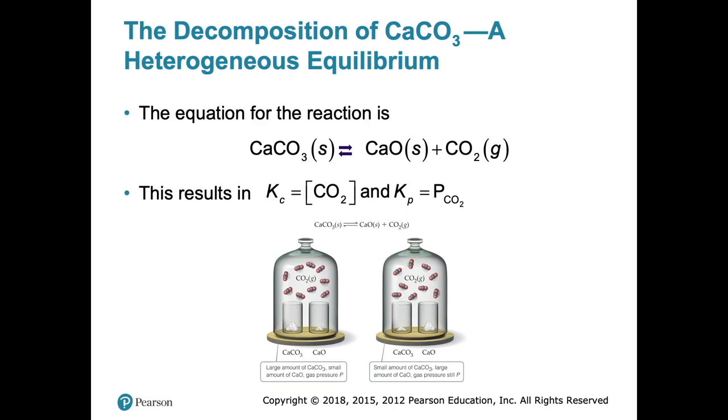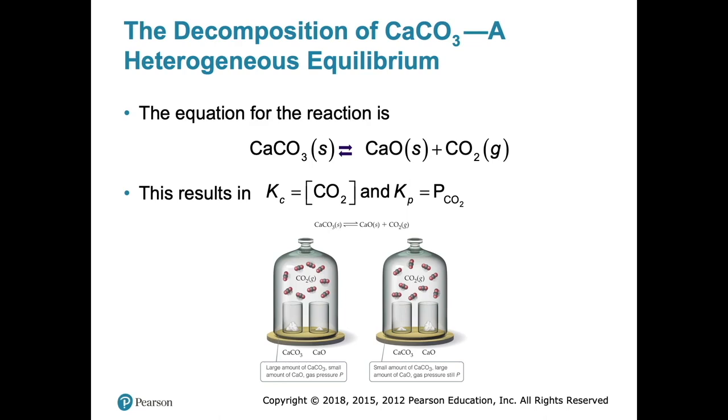So I wanted you to see what's happening here in this picture. Here we have solid calcium carbonate, and it's going through a reaction where it's becoming CO2 and calcium oxide. Here's the CO2 gas that's bouncing around, and here's the products being made, the calcium oxide. There's a large amount of calcium carbonate and a small amount of calcium oxide, and the gas pressure of the carbon dioxide is just P.